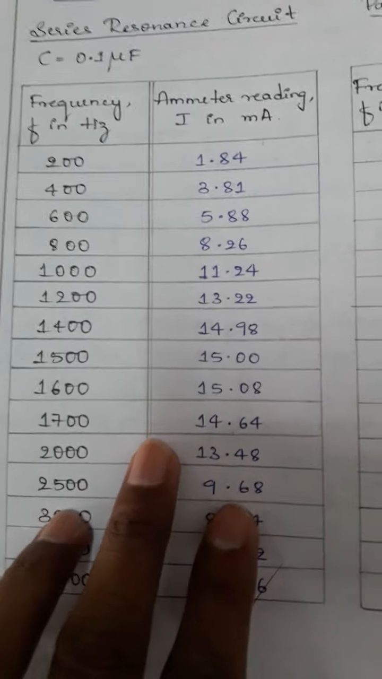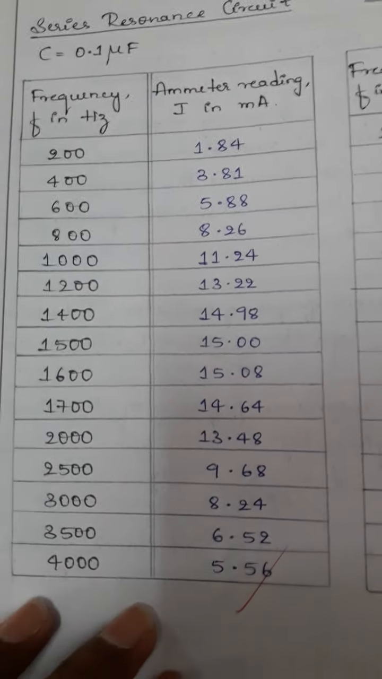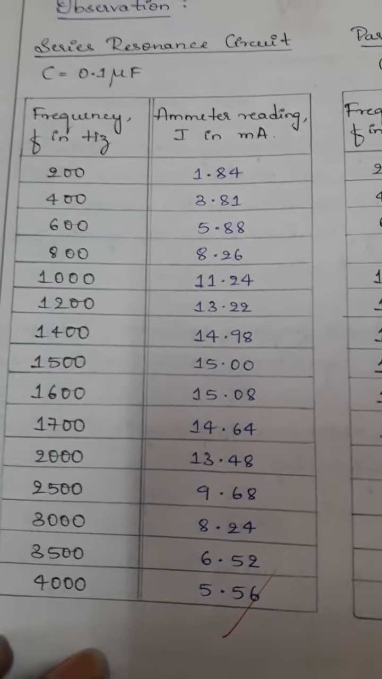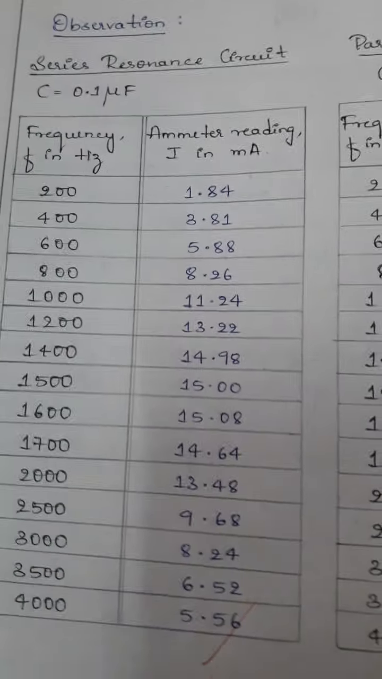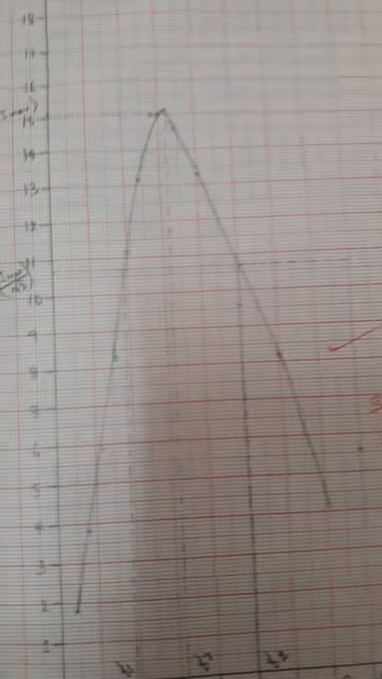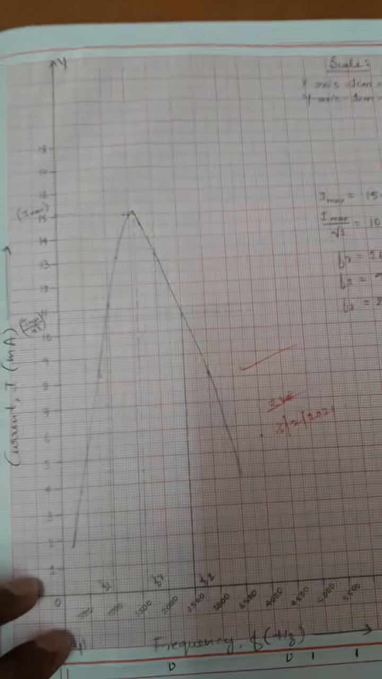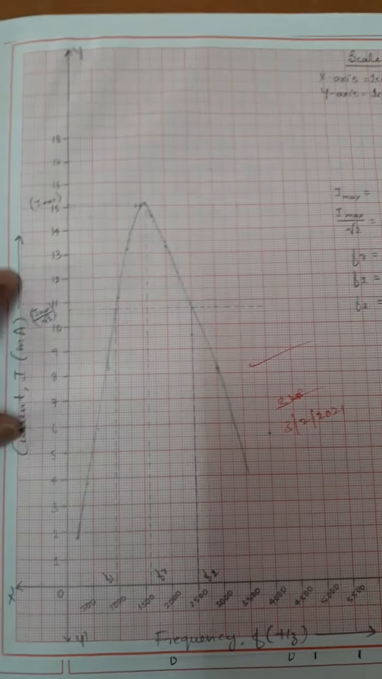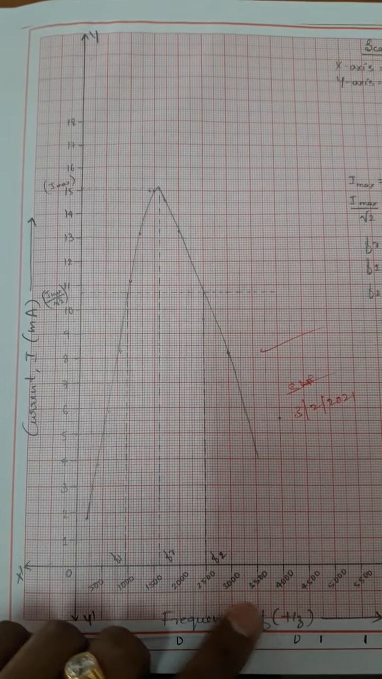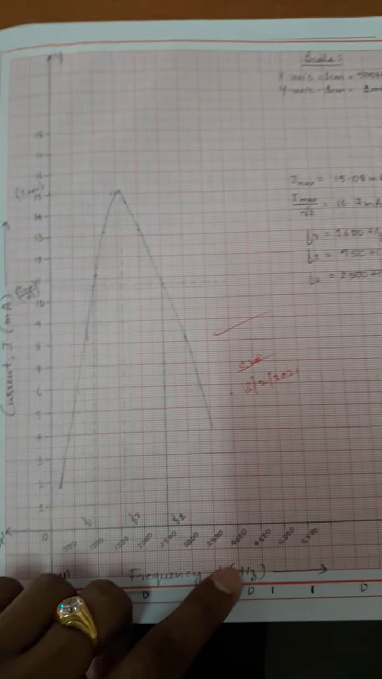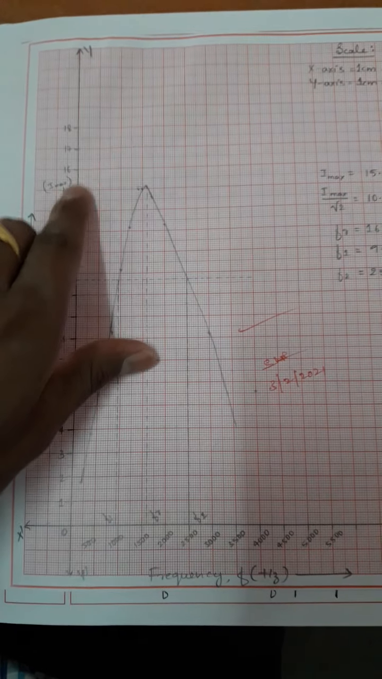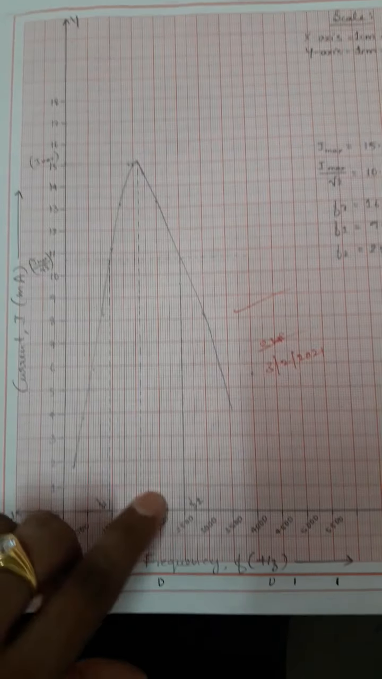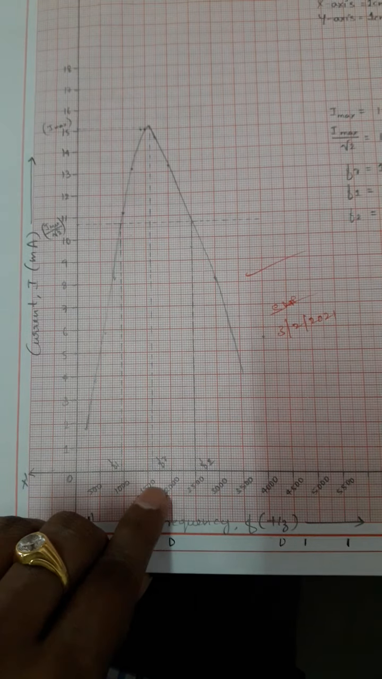By inspecting the readings, you will come to know the resonance frequency, but we have to plot after getting the readings. This is the graph of current versus frequency that we plotted. After plotting, we get a curve like this. This is the maximum current, and the corresponding frequency we take as the resonance frequency.